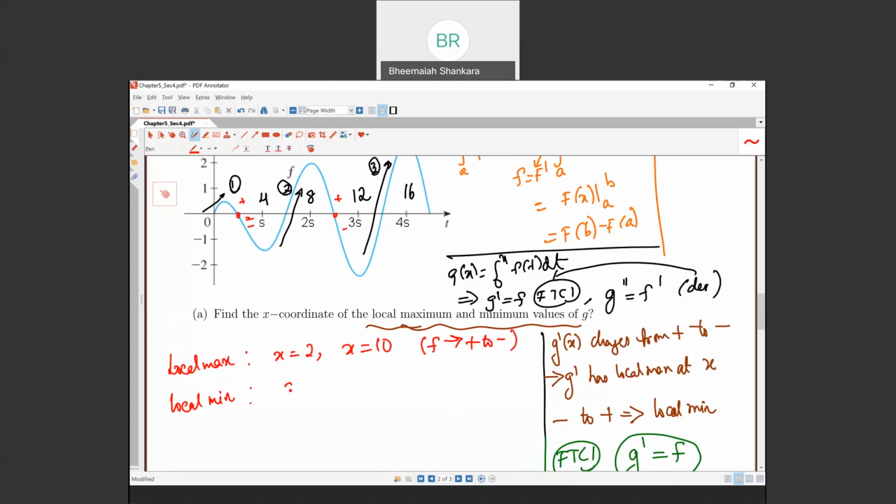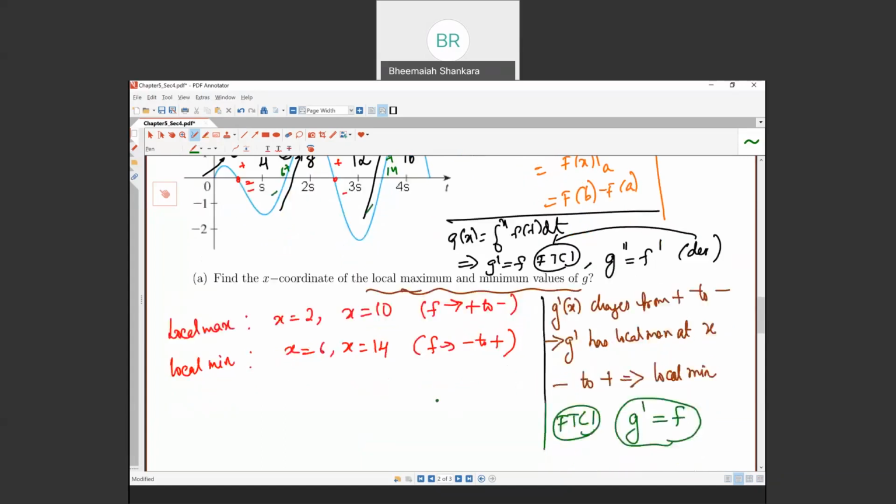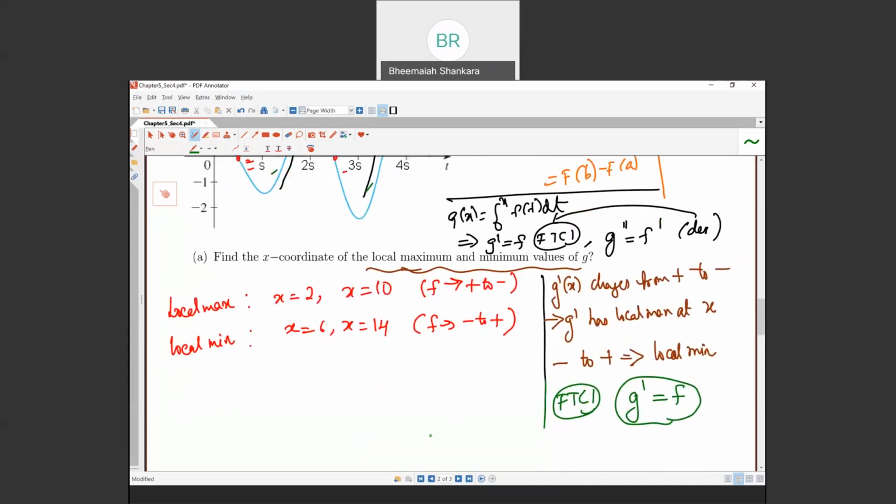Similarly, the local min x is 6 and 14. So these are the 2 points where we are seeing the function changes from negative to positive. X equal to 6, x equal to 14. In this direction we have negative to positive, negative to positive. So we have 2 sets of points in each case where the function changes.